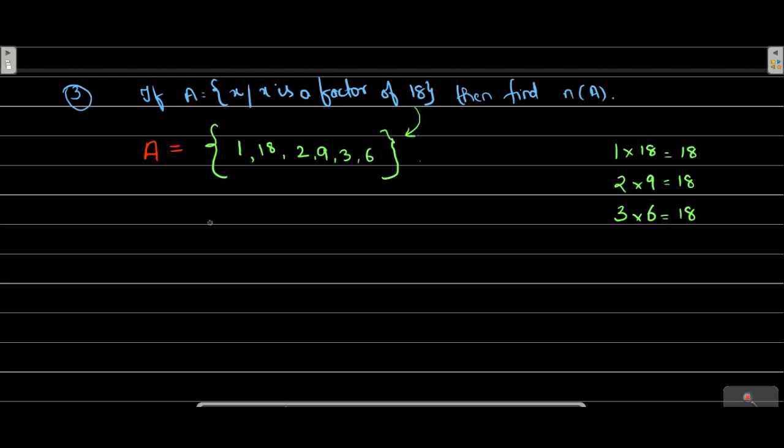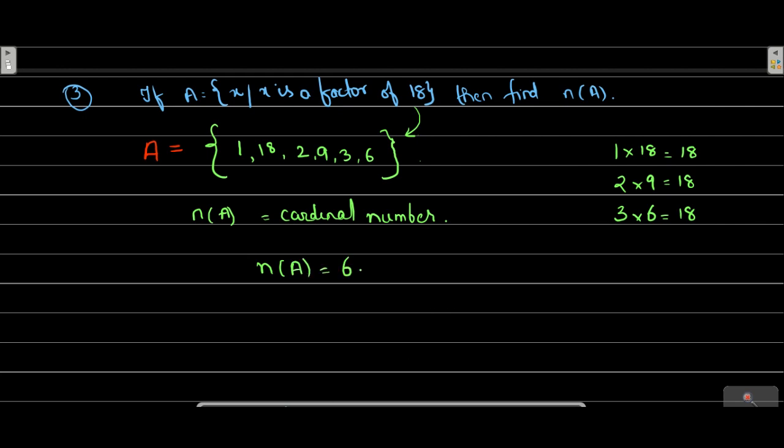What is actually n of A? n of A is called the cardinal number of set A. What do you mean by cardinal number? Cardinal number is the number of elements in a particular set. If I say n of A, that is the number of elements in set A. So let us count: 1, 2, 3, 4, 5, 6. So n of A in this case is 6.